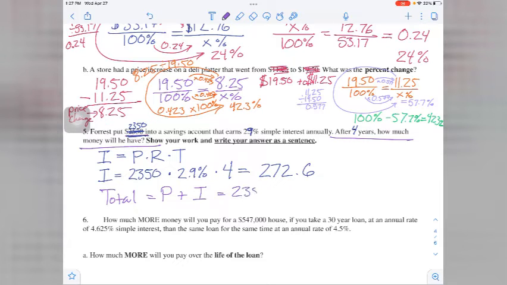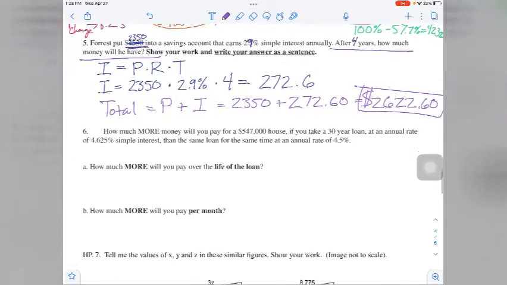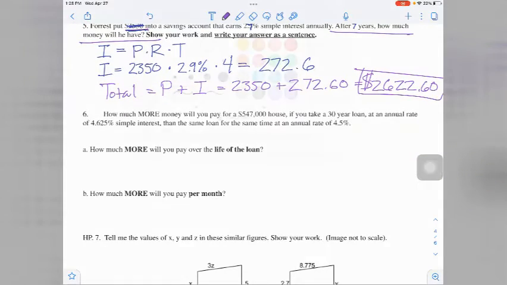So in this case, Forrest has $2,350 in the bank plus Forrest has earned $272.60. So Forrest should have $2,622.60 total. So if you gave me this one, you probably got like half credit. But if you wanted full credit here, you needed to show me the total amount that you will have. Let me know if you have any questions about it.